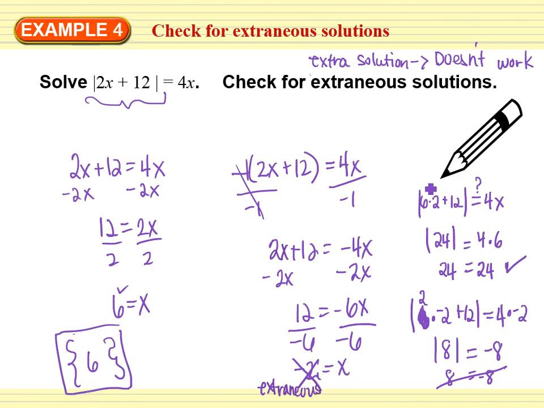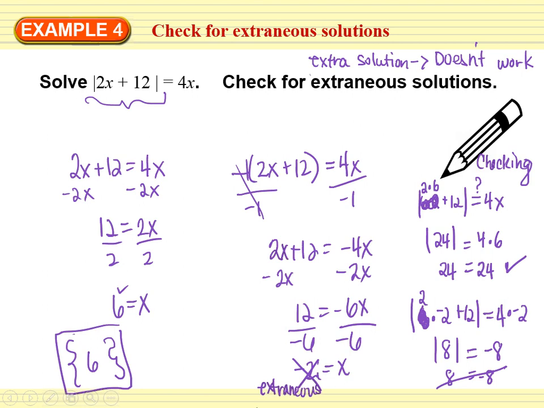Okay? And I think up here I wrote 6 times 2, and I should have said 2 times 6. But either way, it's the same thing. It's still 12. And 12 plus 12 is 24. That's why I got confused down here. 2 times negative 2 is negative 4 plus 12 is 8. All right? So you can do this checking in your head, but make sure that you do check, because we will have extra solutions that don't work.